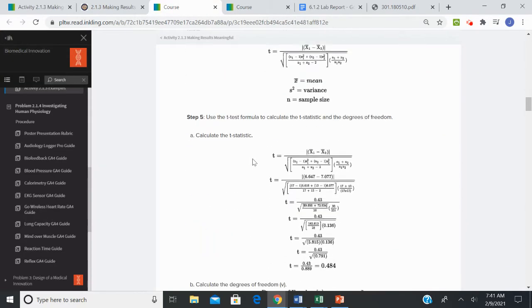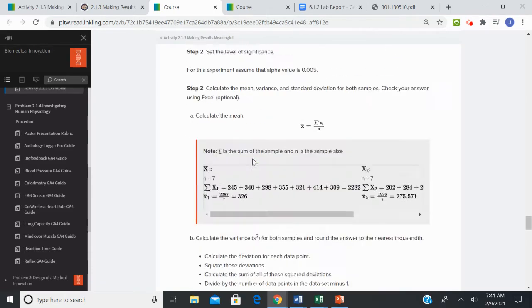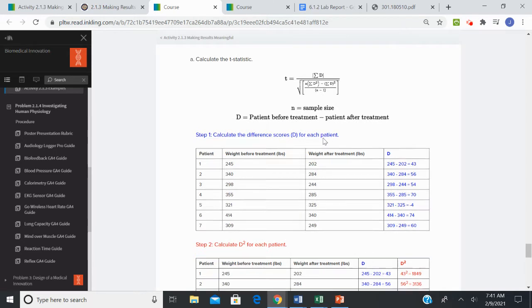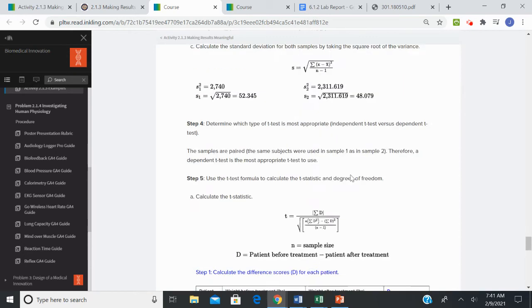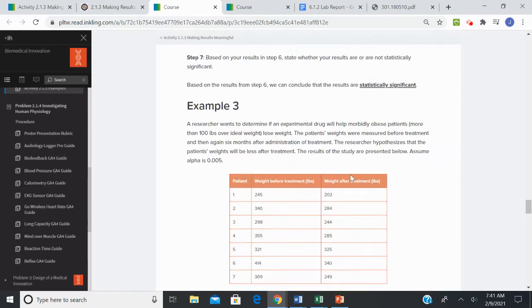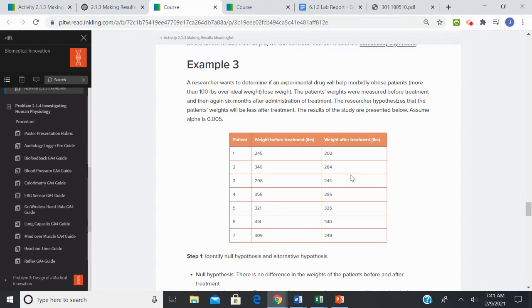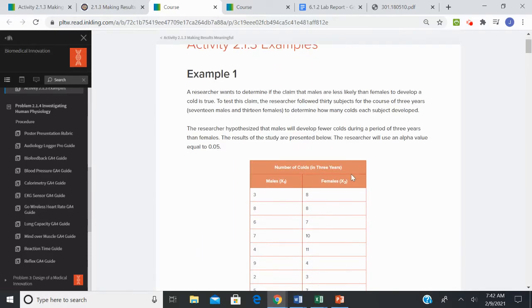If you look at the examples, I think it's example 3 that has a dependent t-test, where they had individuals who had to wait before treatment and after treatment, so you're testing the same person. So we'll go through example 3 next week together, since that one's more like what your experiment was. But let's go back, and you're going to go through example 1.